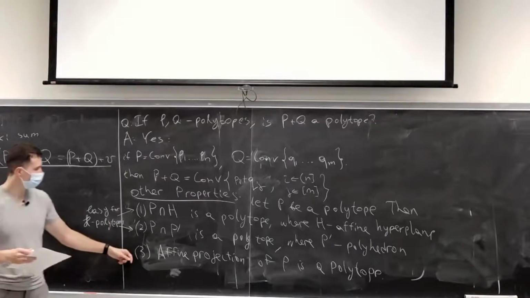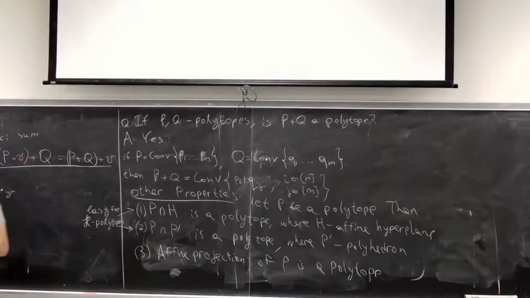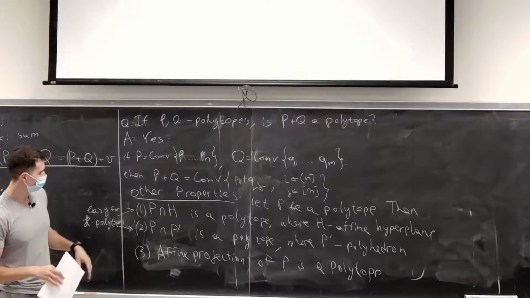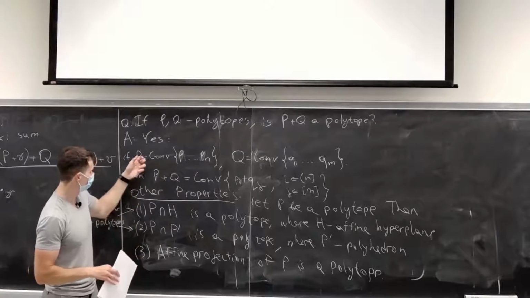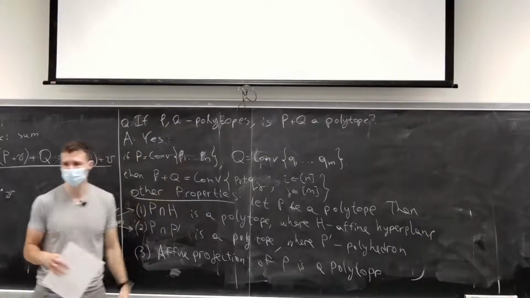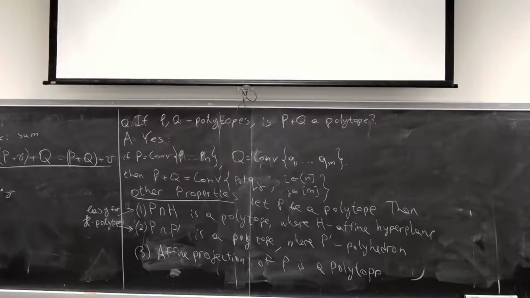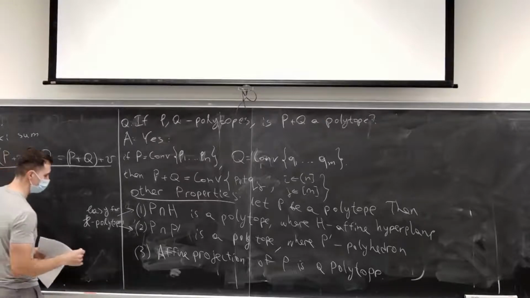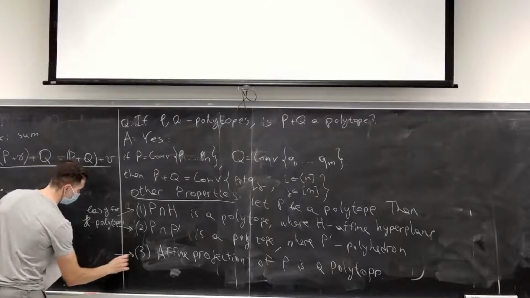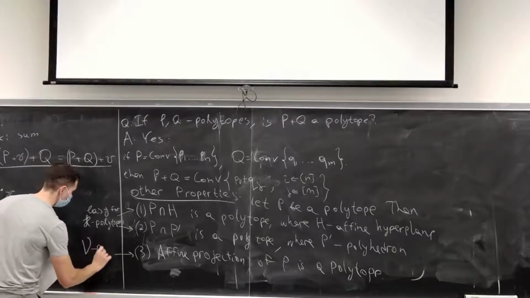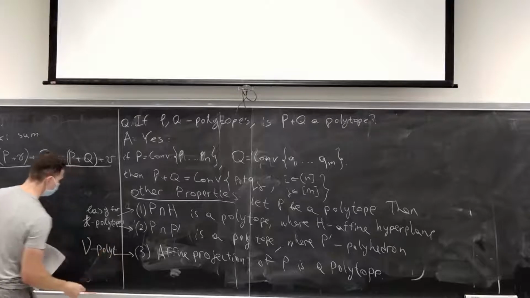And what about this one? An affine projection of P is a polytope. Here it's easier for V polytopes, right? Because if P is the convex hull of a bunch of points, then the projection of P is the convex hull of the projections of the points. Convex hulls are preserved by these affine maps. So yeah, this is easy for V polytopes.